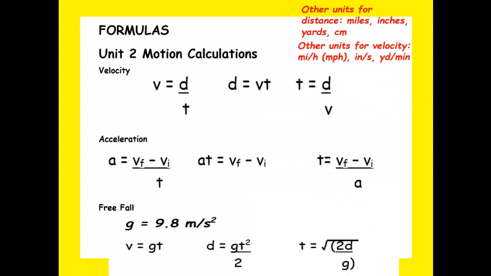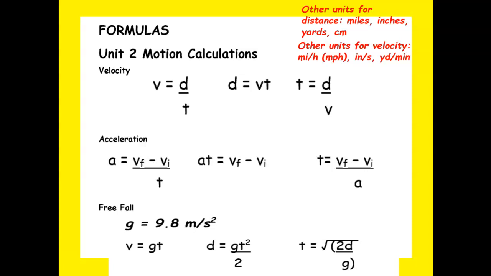All right, your Unit 2 motion calculation formulas. So remember, we can see here that there are other units for distance that you need to be able to recognize. But again, the SI unit, the one that you'll see the most, will be meters. But there's miles, inches, yards, centimeters, millimeters.